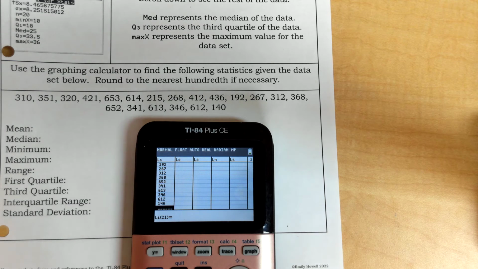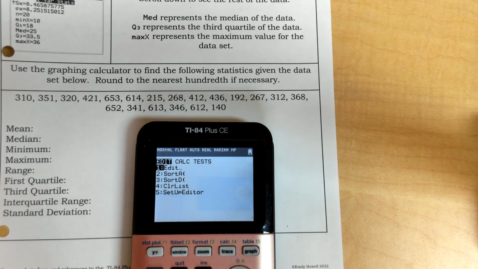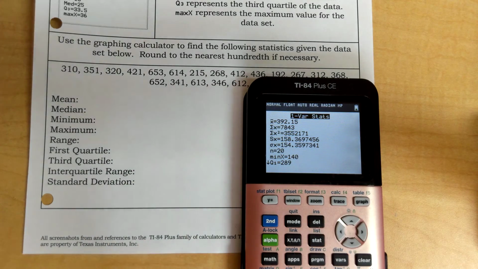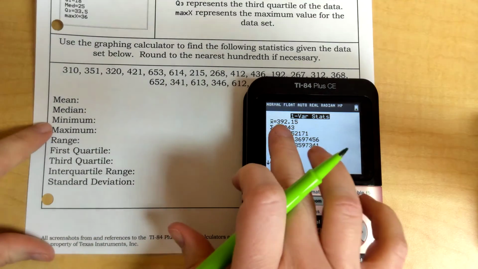Alright, then I'm going to press Stat again. I'm going to scroll to the right to calculate. I'm going to press 1 for one variable statistics. L1 is where I input my data, so I'm going to scroll on down to calculate, press enter, and here are my statistics. So the first question is the mean, so that is my very first number here.